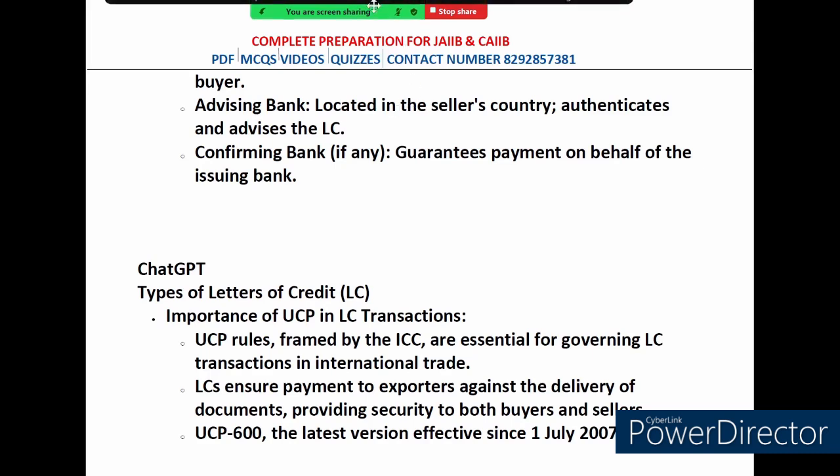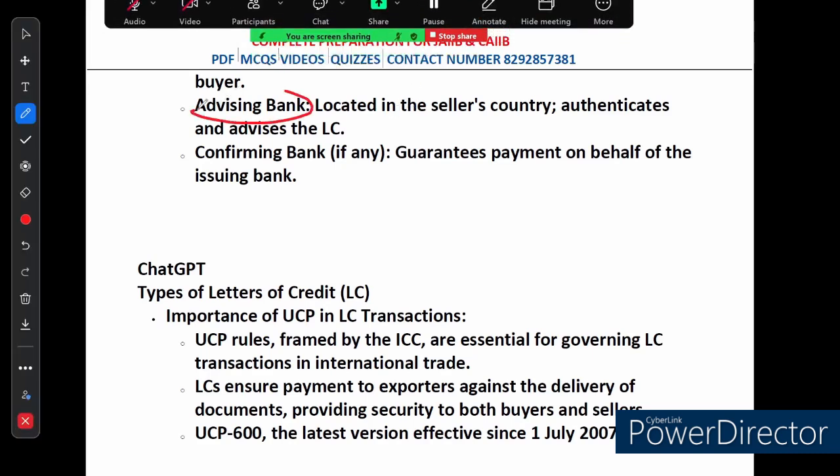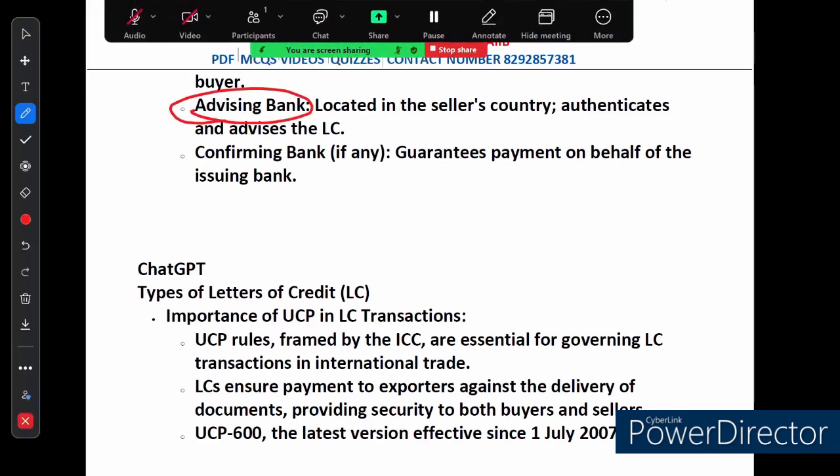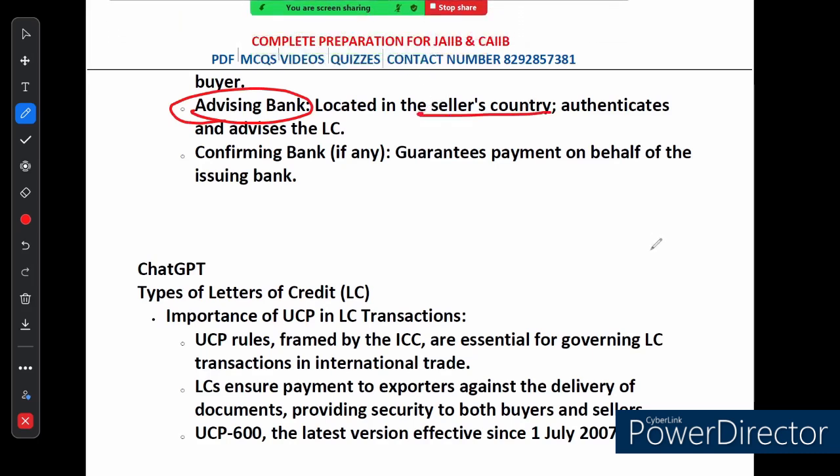And there is also something called the advising bank, which is typically located in the seller's country. This bank authenticates the letter of credit, ensuring it is legitimate, and advises the seller. Two things it does: it authenticates the LC and it advises the seller. Lastly, we might have a confirming bank.